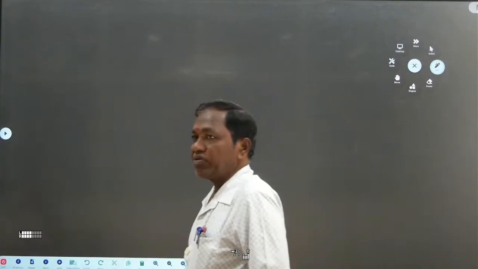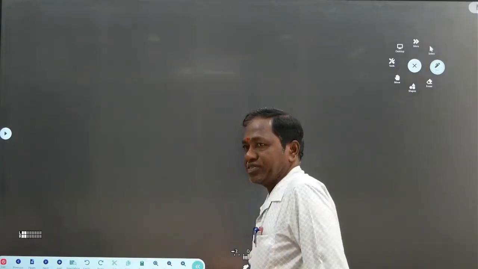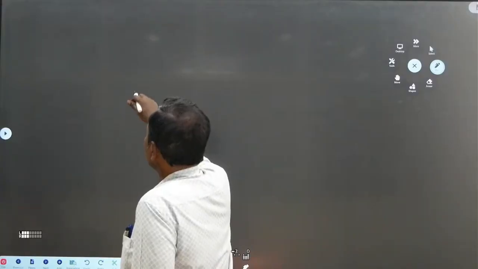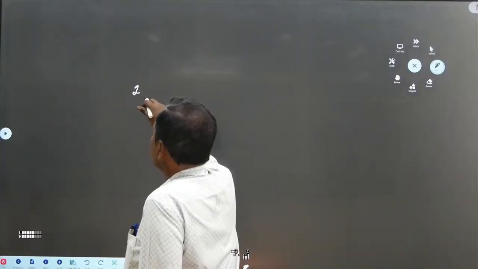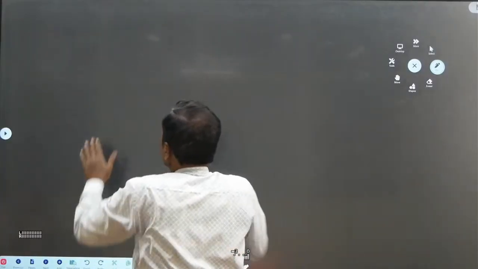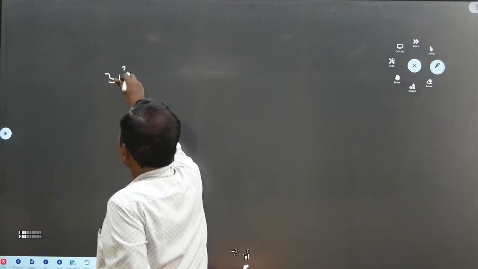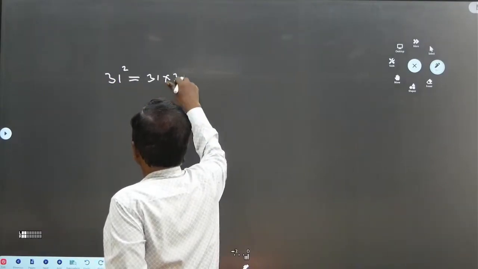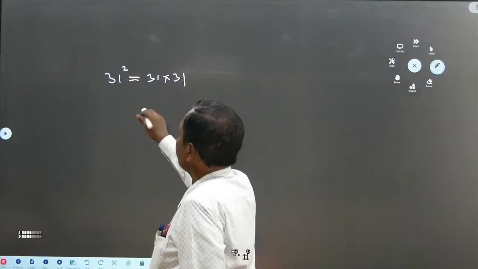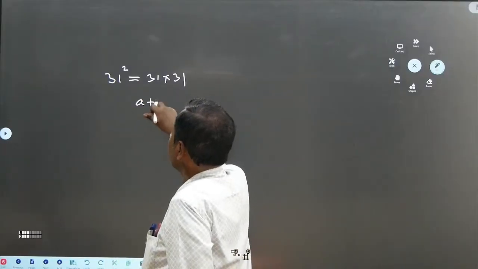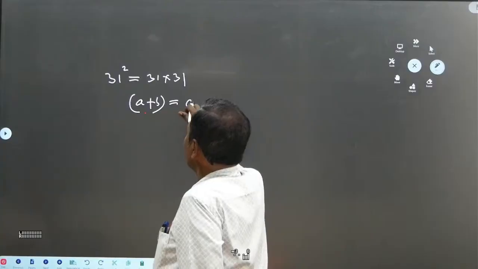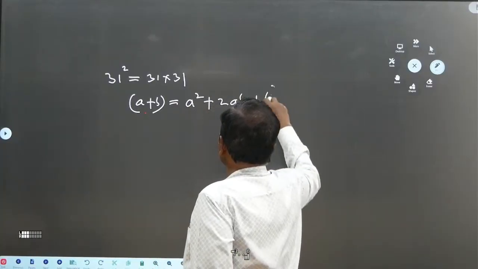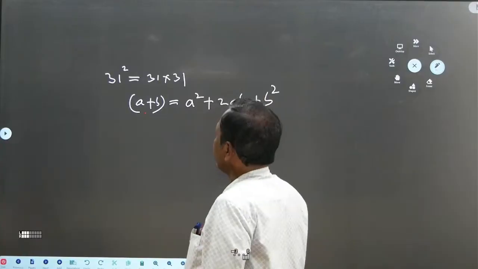again, I will pick a method, that is a Vedic mathematics process, like the a plus b whole square formula. Now let us take some other number, 31 square. We write 31 into 31. This is the traditional method we do. Or we can do the a plus b method: a square plus 2ab plus b square. We write like that. Okay.